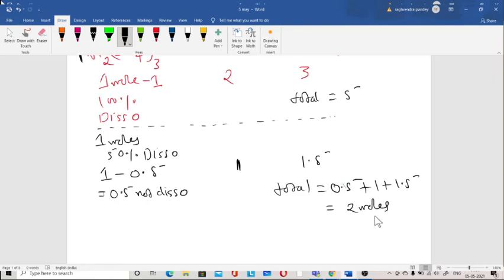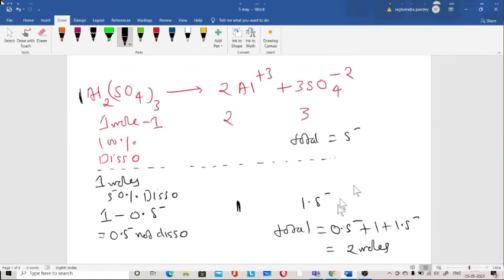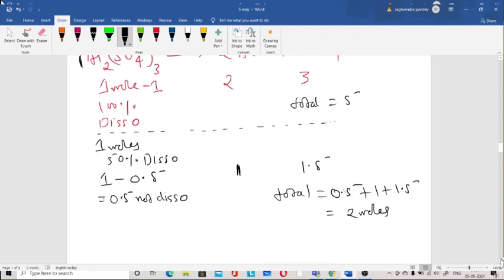This is simple. They have asked such a question in the previous paper. This concept is very useful both in 11th and in 12th. In 12th it is more useful, but it is because we are studying the mole concept.